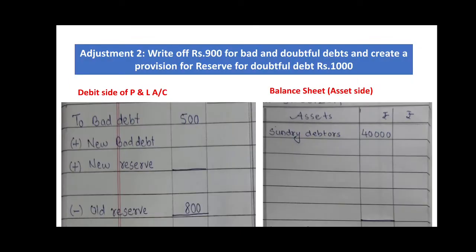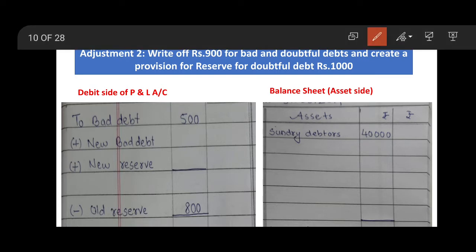Second adjustment is regarding write off 900 for bad and doubtful debts and create provision for reserve for doubtful debts rupees 1,000. It means this 900 is bad debt and this 1,000 is RDD. As it is given in adjustment, it is new bad debts and new RDD, to the debit of profit and loss account in the fixed format.